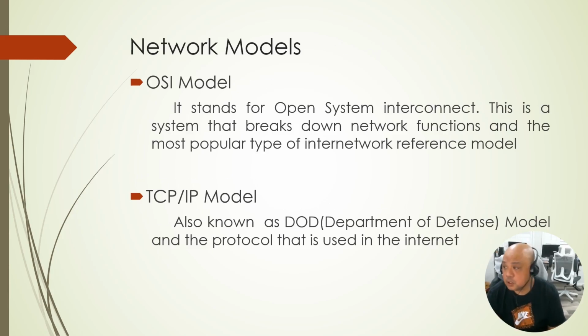Next is the OSI model. OSI stands for Open System Interconnection. It is the framework that defines how data is transmitted across the network. It breaks communication into 7 layers, each with specific tasks, ensuring standardization and interoperability between different systems and devices. The TCP/IP model is a 4-layer framework that standardizes internet communication. It includes application, transport, internet, and network access layers to ensure reliable data transfer and connectivity.